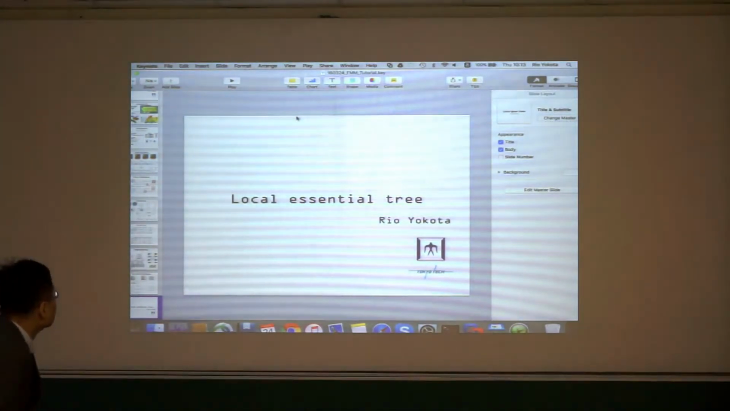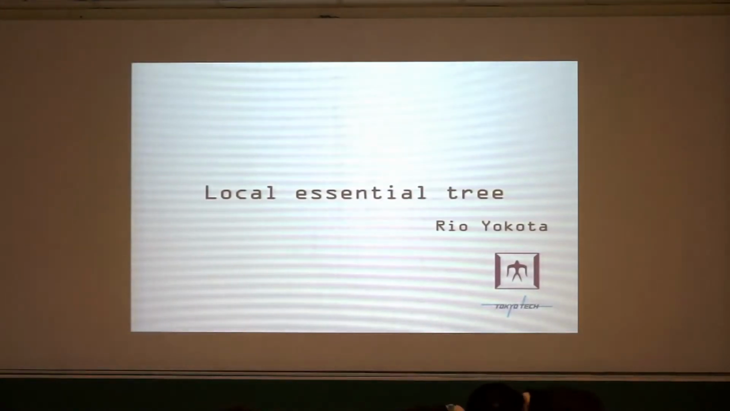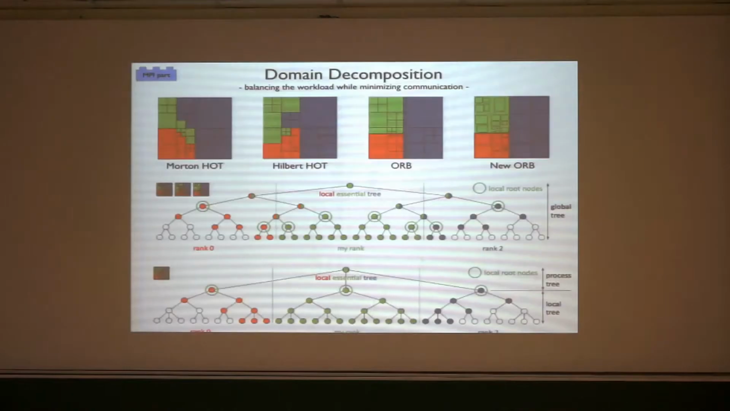Okay, so let's start the second half of the lecture. It's a continuation of the first part. I'm just going to talk a little bit more about the local essential tree. So this picture I already described. It's how the different ways of parallelizing using MPI, and I forgot to mention what HOT is.